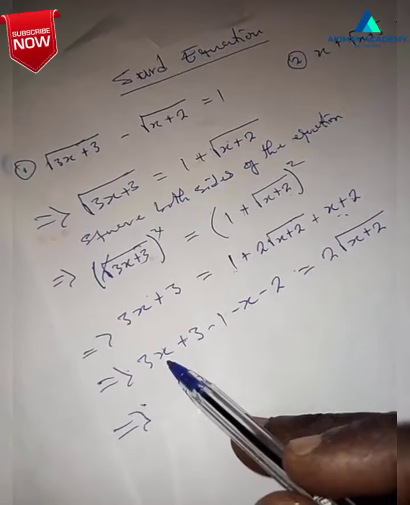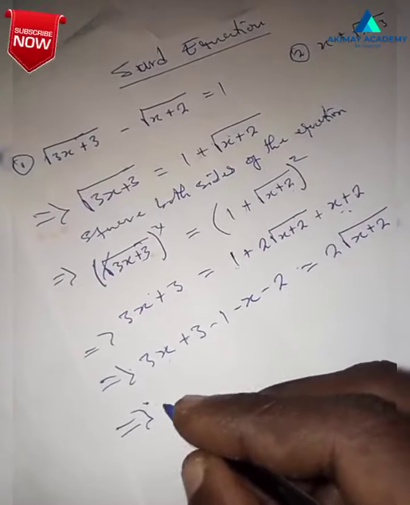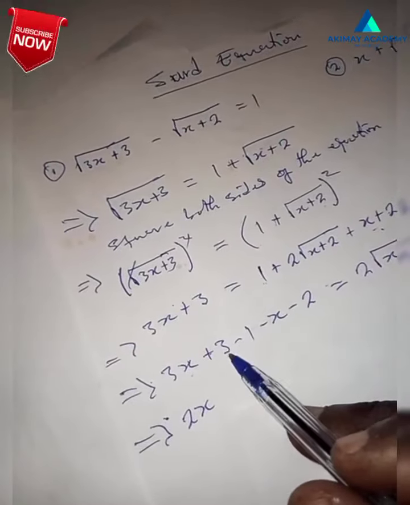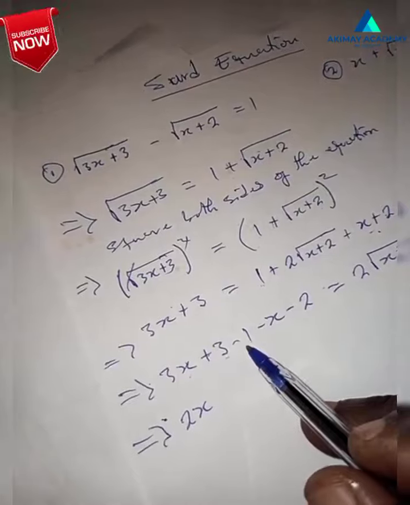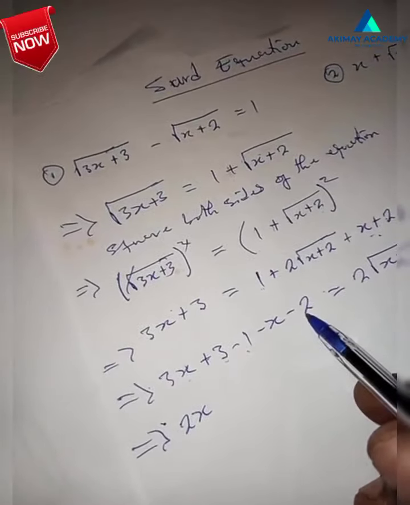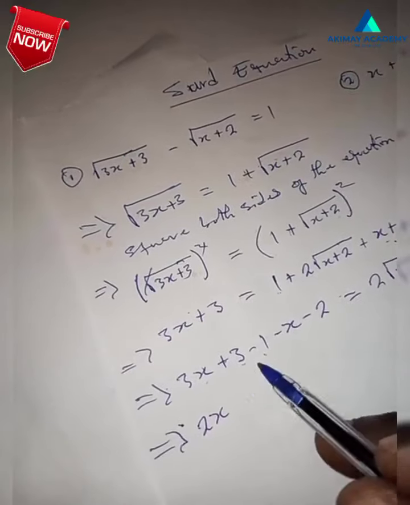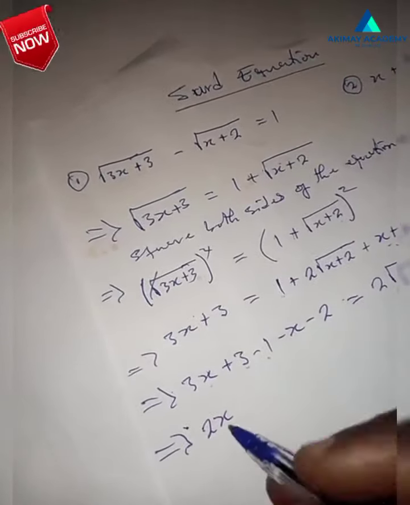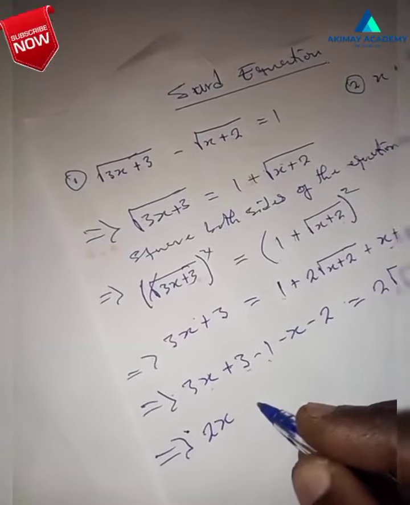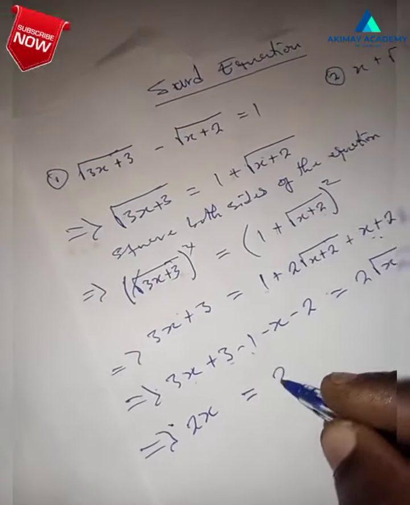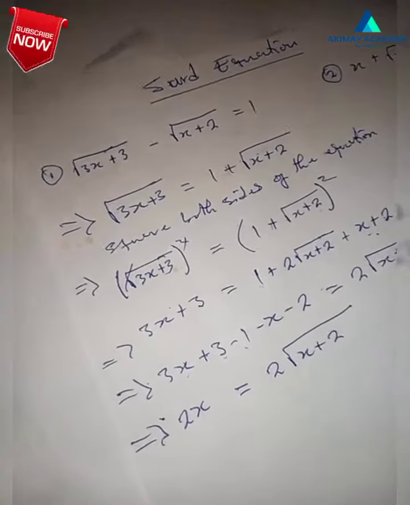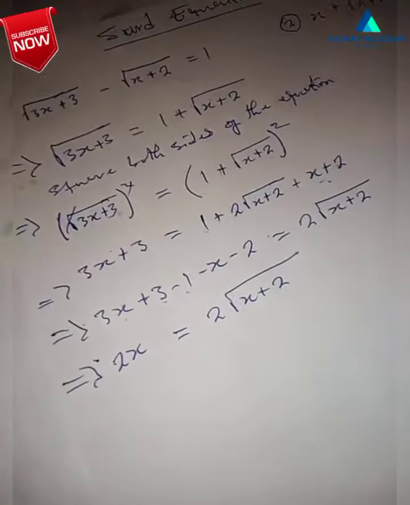So here we can do the simplification. So you have 3x minus x should give us 2x. Then 3 over here minus 1 will give us 2. Then the 2 minus 2, meaning that our 3 will be finished. Okay, so we have only 2x sitting here. So only 2x equals 2 root x plus 2. Okay, so that's what we have here.